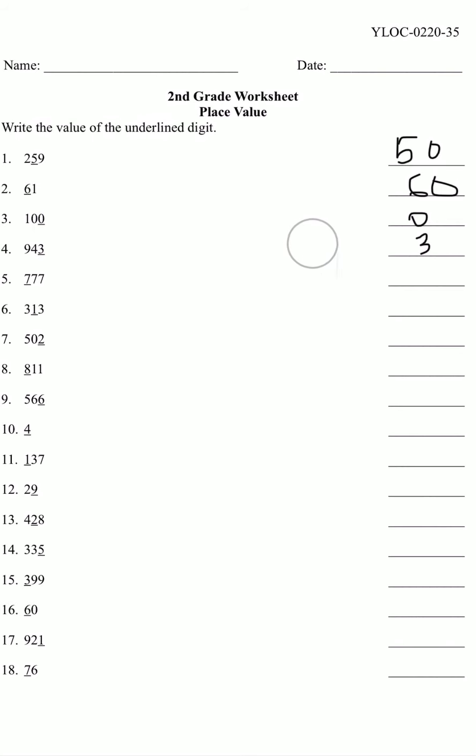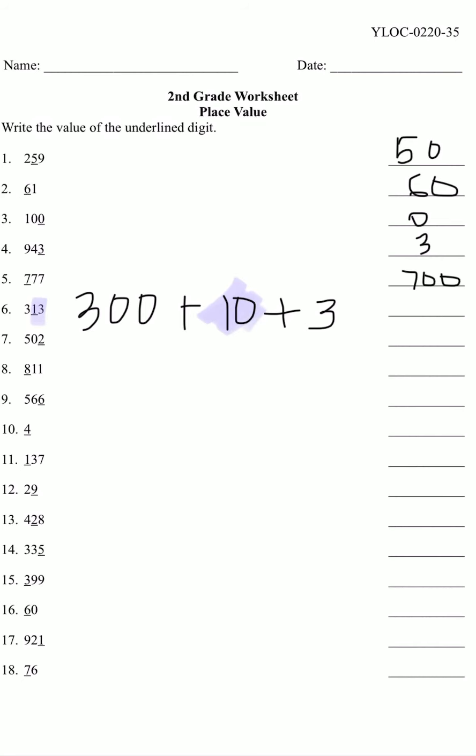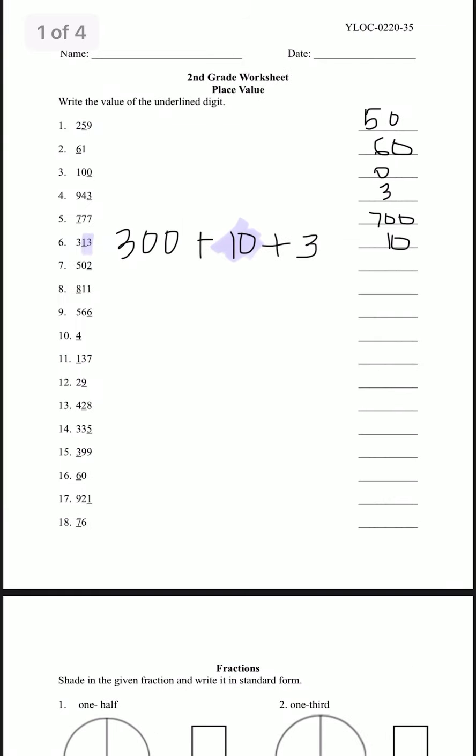Okay, let's try 2 more. We have 777. So if you write that in an expanded form, we have 700 plus 70 plus 7. And the third digit, which is 700, is underlined. So we write 700. Now the last one, we're going to try number 6. We have 313. 313 in an expanded form is 300 plus 10 plus 3. And the second digit is underlined, so the answer is going to be 10. Okay, let's move on to the next page.